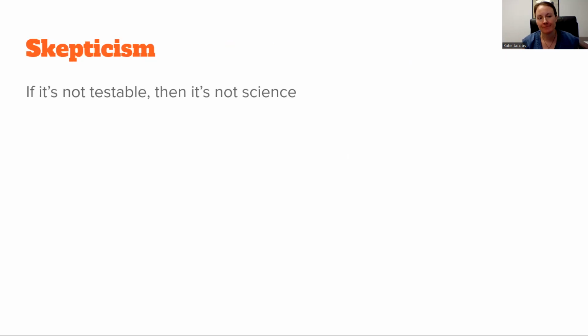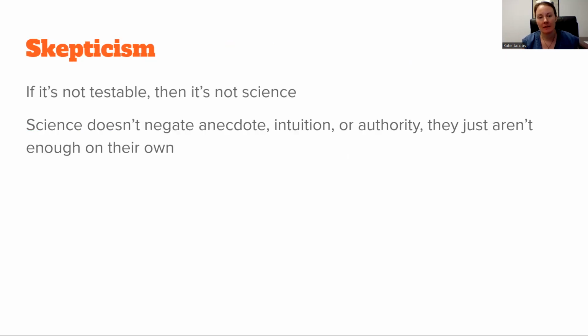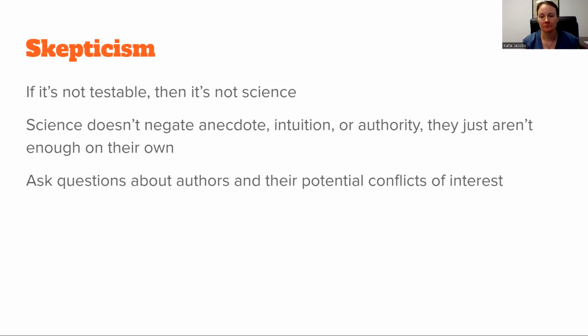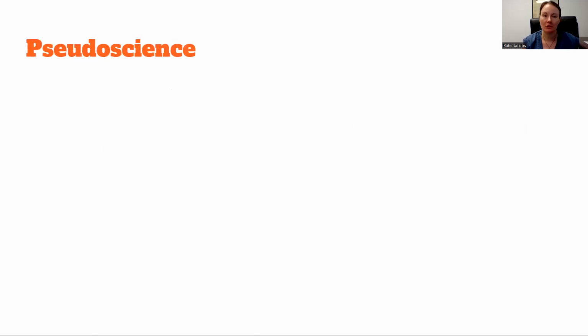So skepticism, again, if it's not testable, then it's not science. And science doesn't negate anecdote or intuition or authority. They're just not enough on their own to be explanations for everything. Okay. So scientists are skeptical of a lot of things. For example, we want to know who wrote the paper, who's the author, what are their potential conflicts of interest, what are problems with the methodology. In other words, the way they set up their study that cause problems with what we're learning.